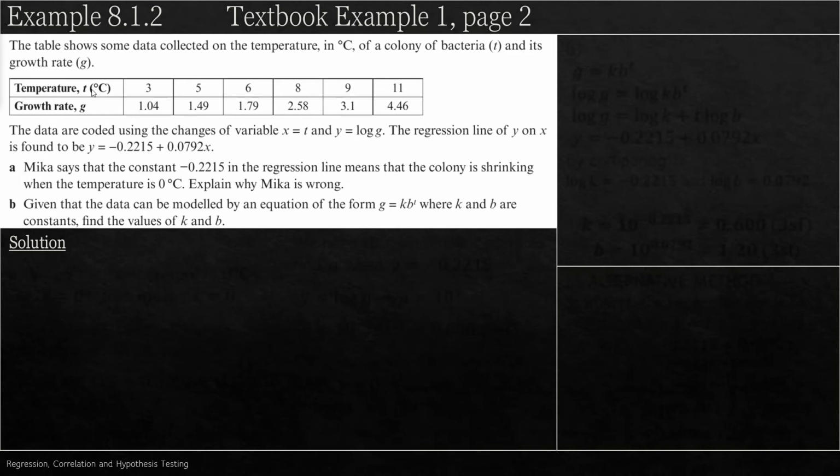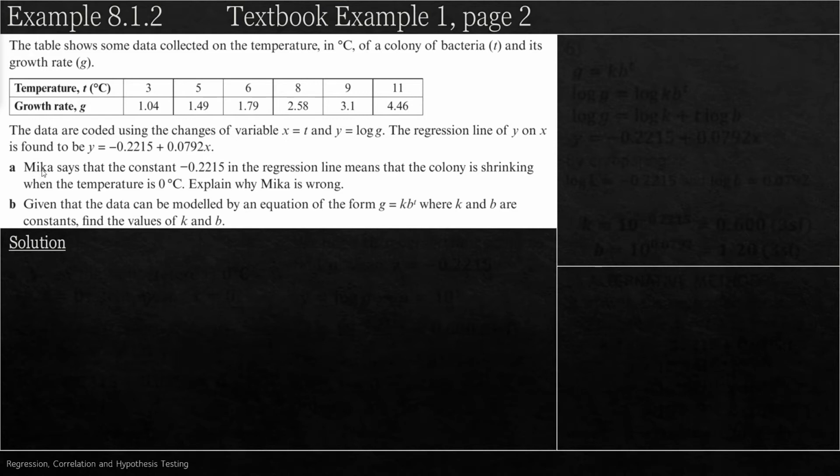In this example, we have bivariate data, and the data is coded using changes of variable. T gets replaced by X, and G gets logged and replaced with Y. The regression line of Y on X is found to be this.